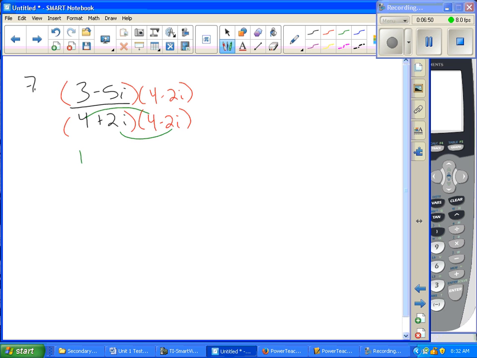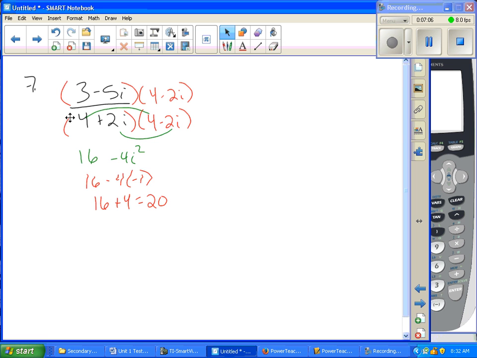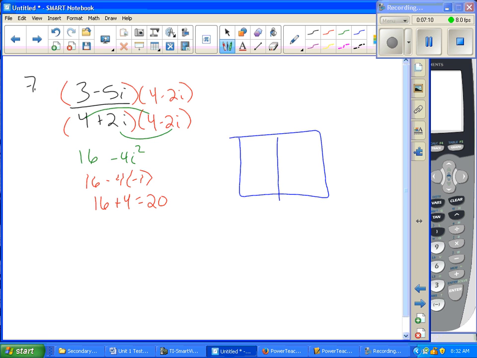4 times 4 is 16. 2i times negative 2i is negative 4i squared. Again, i squared becomes the number negative 1, so I have 4 times negative 1. So I have 16 plus 4 for 20 for my denominator. Now, since the numerators aren't conjugates, I have to FOIL those out.